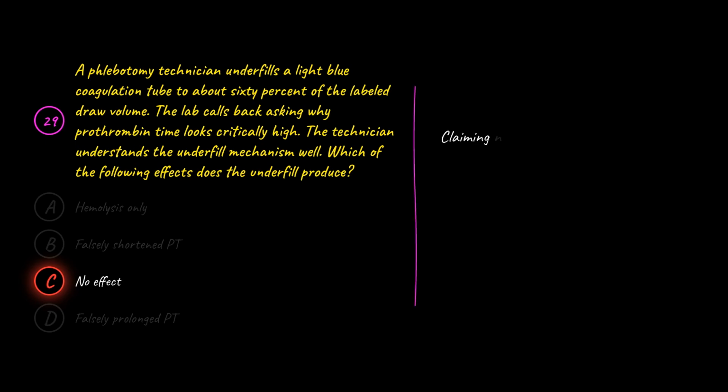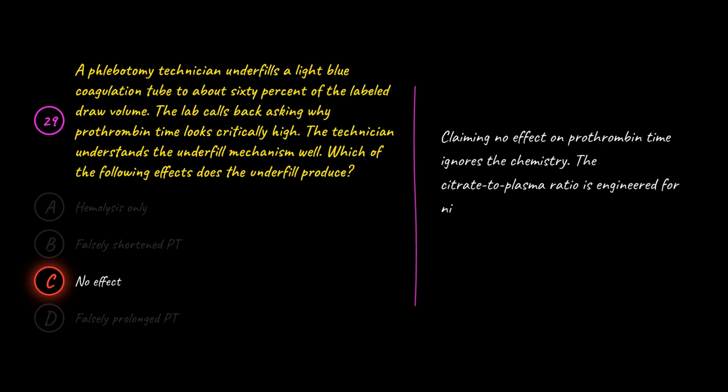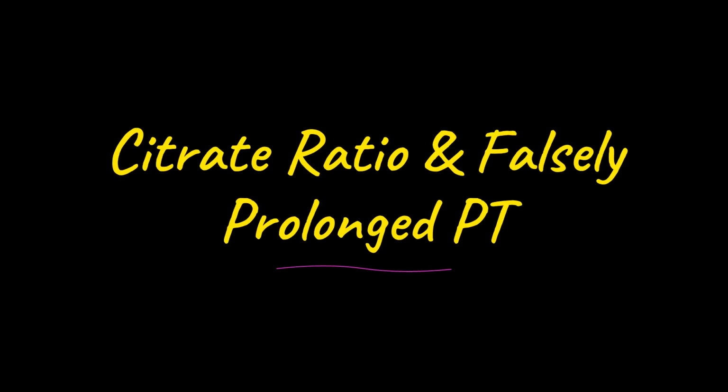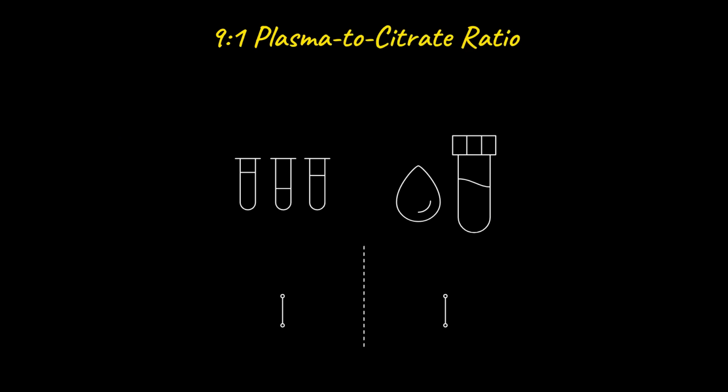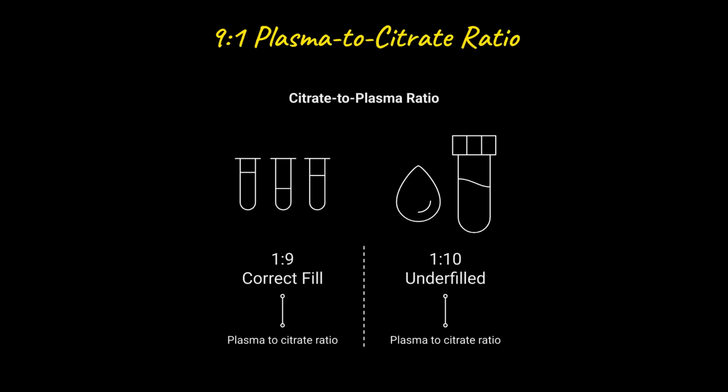C is wrong because claiming no effect on prothrombin time ignores the chemistry. The citrate to plasma ratio is engineered for 9:1, and underfill above 10% skews reported clotting times noticeably. When a sodium citrate tube is underfilled, the prothrombin time comes back falsely prolonged. Understanding why requires looking at the chemistry built into the tube itself. The tube is engineered for 9 parts blood to 1 part citrate. Citrate chelates calcium, preventing clotting during storage.